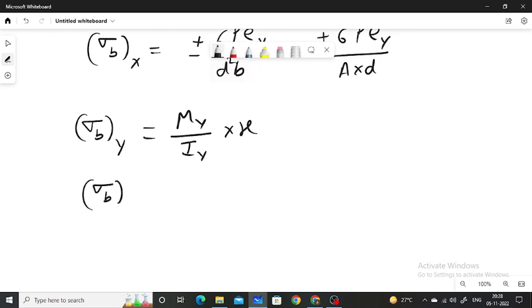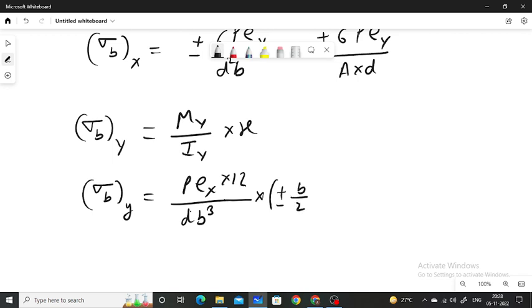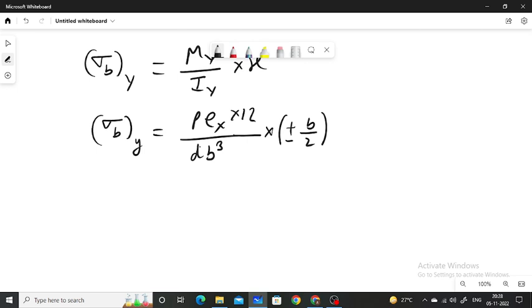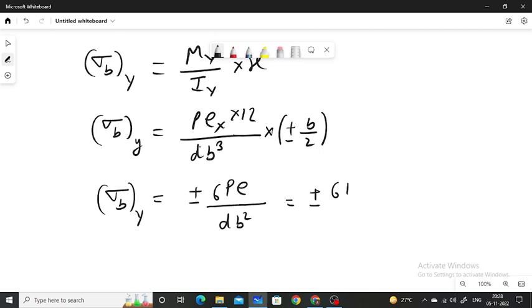So sigma by will be Pex upon dB cube by 12 into plus minus b by 2. Okay, sigma by is equal to plus minus 6 Pex upon dB square, or plus minus 6 Pex upon area into b.